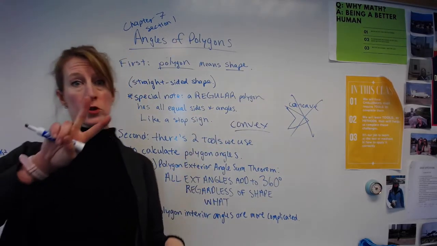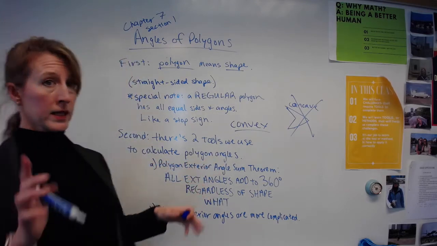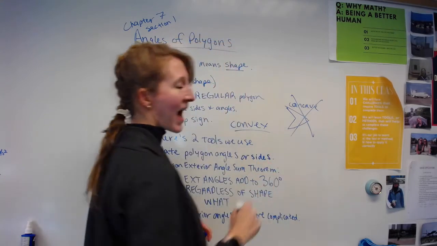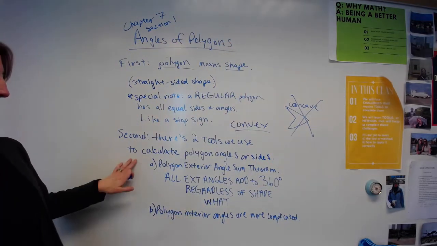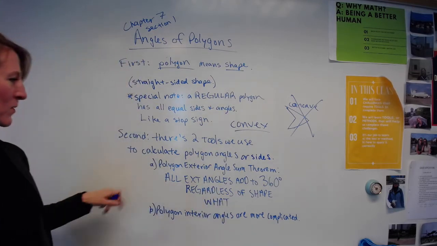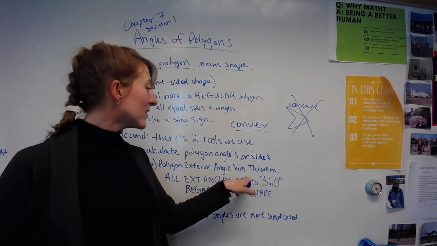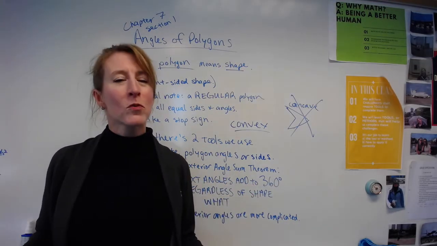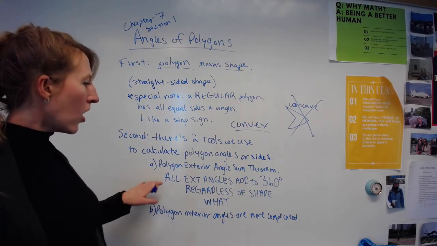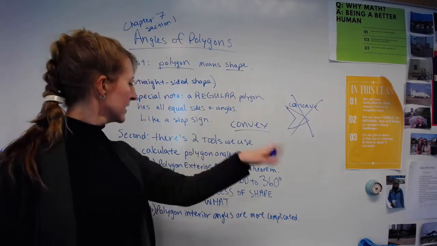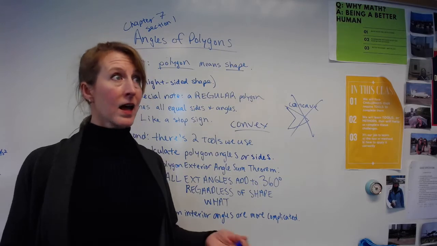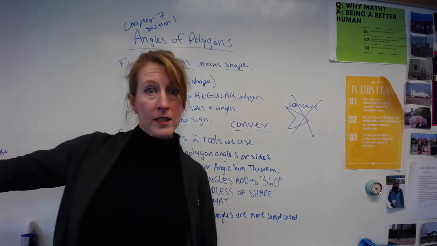Second thing to know, there's two tools we use mainly to calculate polygon angles or sides. Number one tool, the polygon exterior angle sum theorem. That's a lot of words for a really simple idea. The really simple idea is all exterior angles of a polygon add to 360 degrees, regardless of what shape it is.